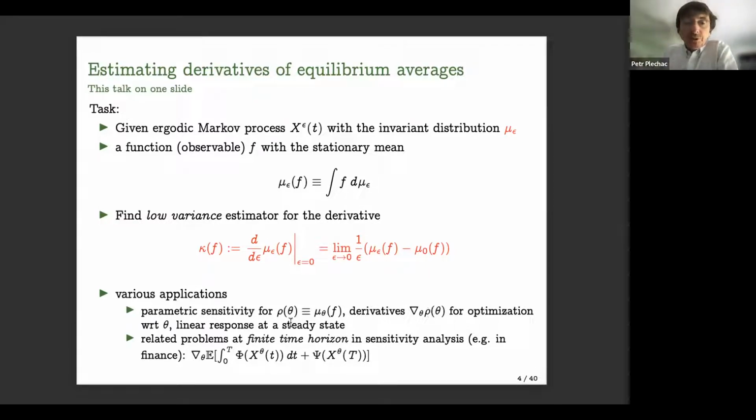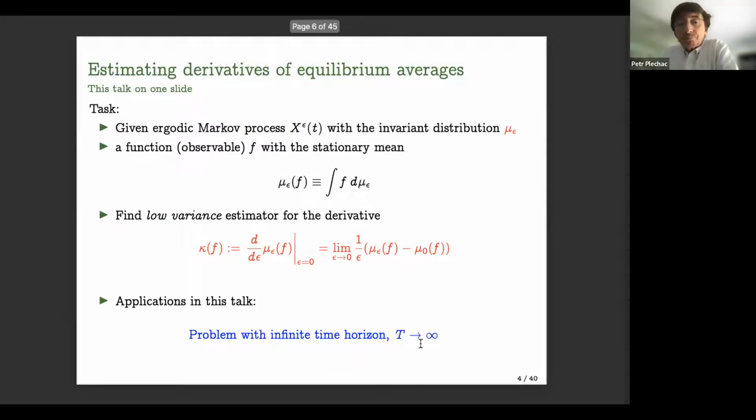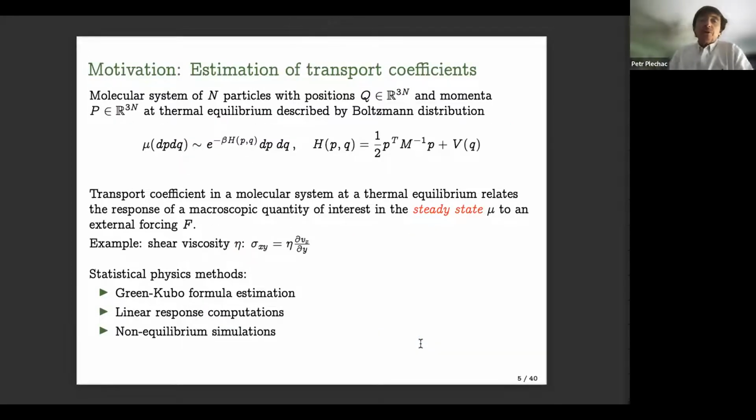So as I already emphasized, we are in the situation where methods developed for finite time horizon problems in the sensitivity analysis are not directly applicable. So we really want a method which can handle these large time simulations. As I mentioned, this has many applications.